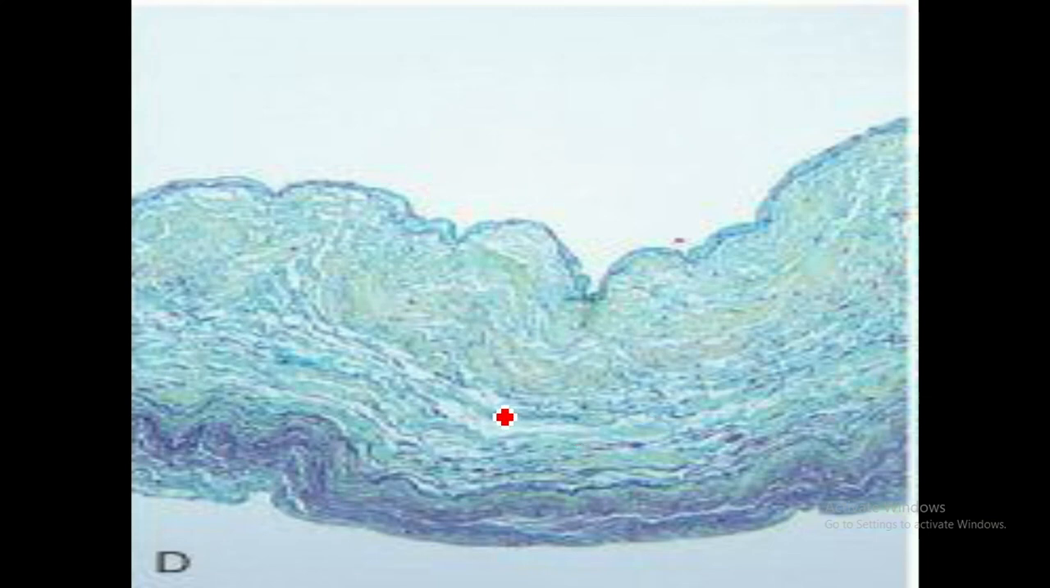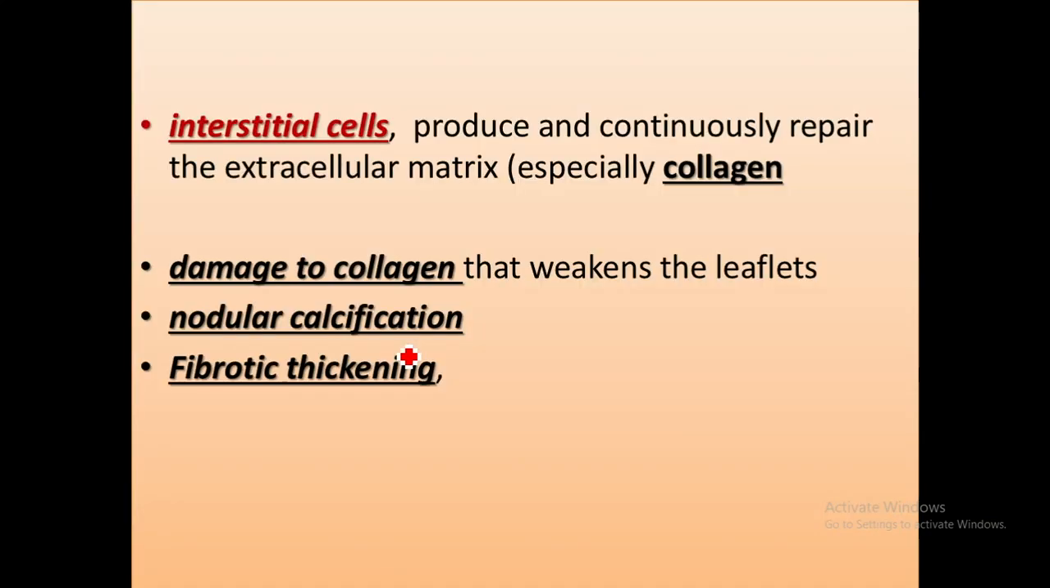This is normal heart valve in Movat pentachrome stain. Black color is elastin, yellow color is collagen and blue is proteoglycan. This is normal heart valve. Now the role of interstitial cells is to produce and continuously repair the extracellular matrix, especially collagen, and structural integrity of heart valve depends on collagen.